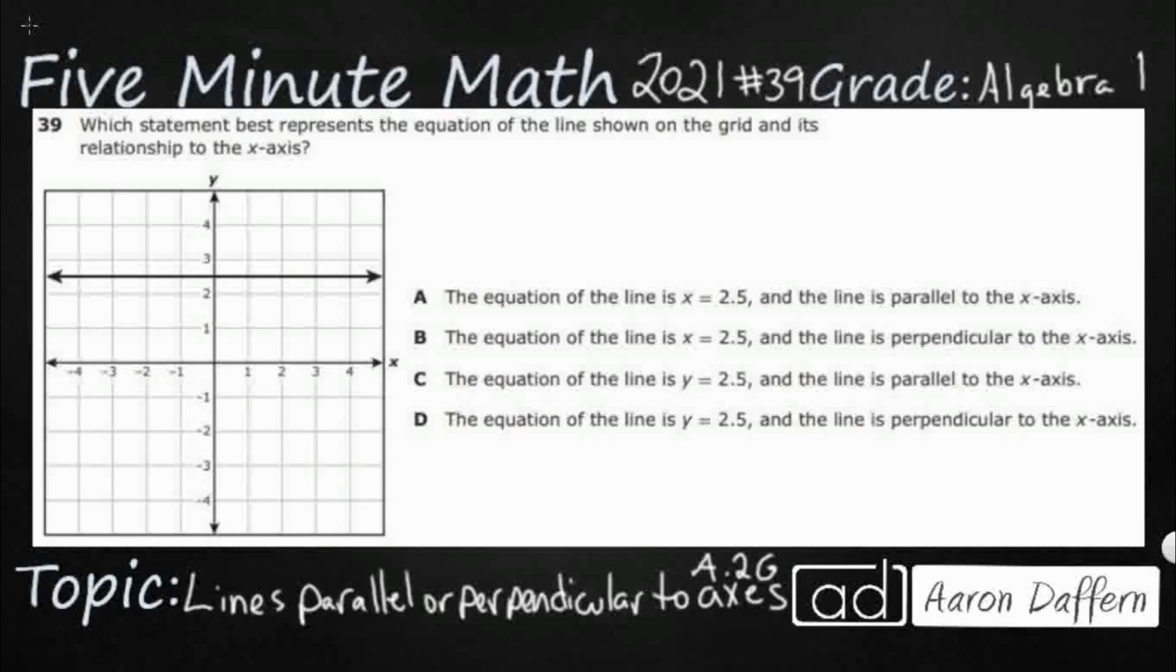Today we are looking at the Algebra 1 concept of lines parallel or perpendicular to axes. This is standard A.2G in the great state of Texas, and we are using item number 39 of the 2021 released STAAR test. If you haven't done so already, please go ahead and take a moment to pause the video, work this problem out on your own, unpause it, and we will look at our answers together.